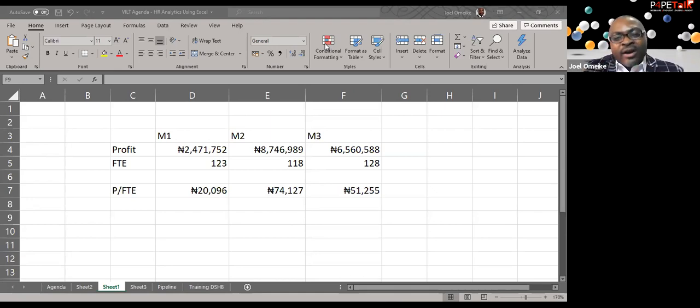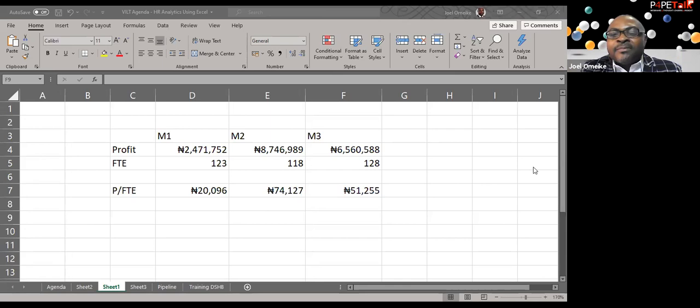Okay, so this program did not cover the difference between the two of them. It did not cover analytics, but we mentioned metrics. Profit per full-time employee is a metric. Is that metric going up or is it coming down? That is analytics. What should we do if it is going down? That is the decision that we take in the organization.